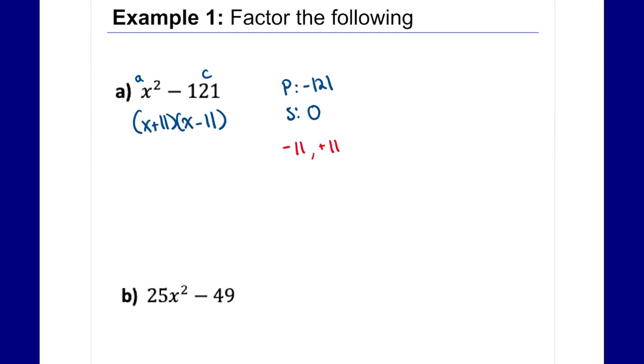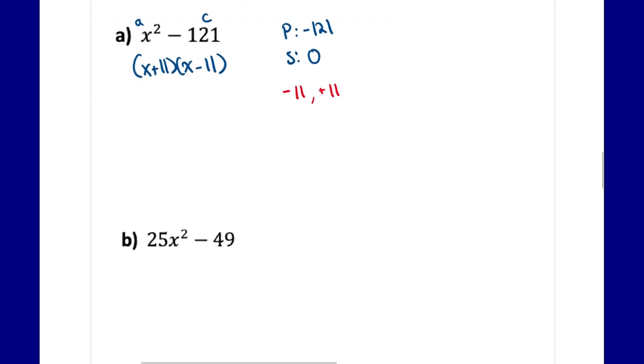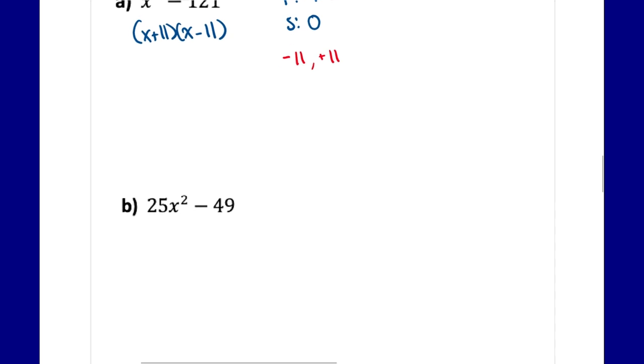Is there an easier way that I can go through and factor this rather than going through these steps? What we're going to start to recognize is, in these forms, when we have two terms and there's something unique about both of those terms, there is a quicker way to do this. Let's take the square root of the first term, the square root of 25x squared.